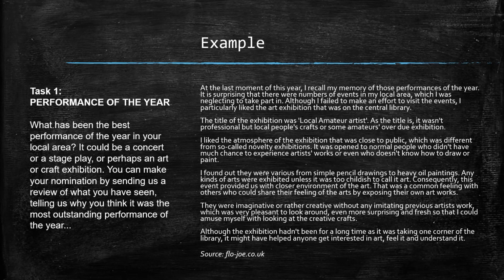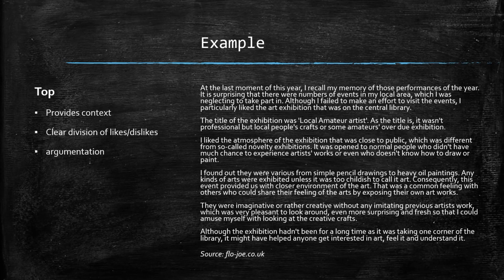Okay, so let's look at it together. What I liked about this text was it provided clear context. You see in the first paragraph, the writer explains that she went to an art exhibition that was at the Central Library. She also gave a clear title of that exhibition and she had a clear vision of what she liked and disliked about it.